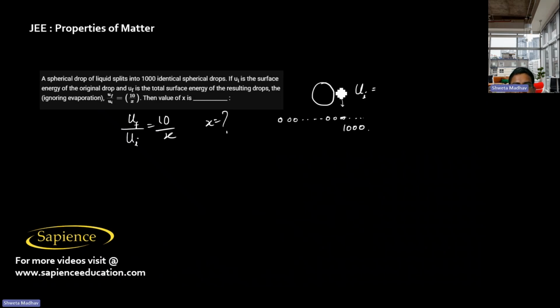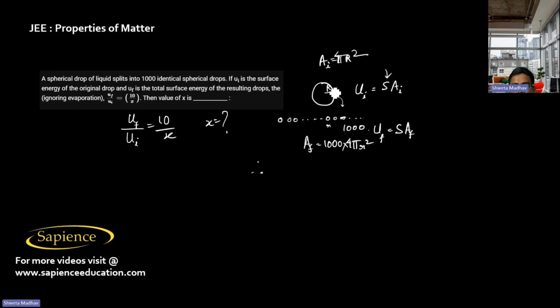So Ui is the surface energy of the original drop, that is S into A, where S is the surface tension and A is the surface area. So surface area is equal to 4 pi r square. The U final is surface tension into the final area. The initial area is 4 pi capital R square. Now final area is equal to 1,000 into 4 pi small r square, where small r is the radius of each identical spherical drop.